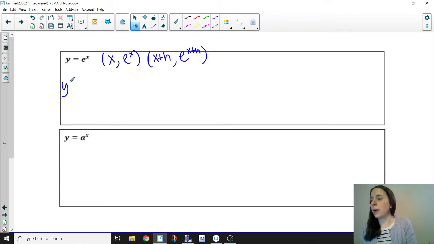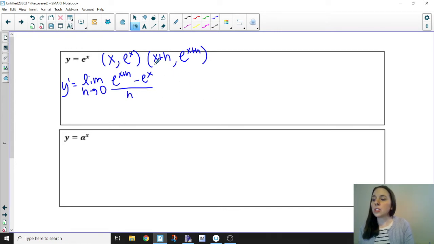Now, y prime will come from the limit as h approaches 0 of the slope between these 2 points, (e^(x+h) - e^x) over (x + h) - x, which always just results in h. So what we now want to do is work on evaluating this limit, and when we do that, we will find the derivative of e to the x.